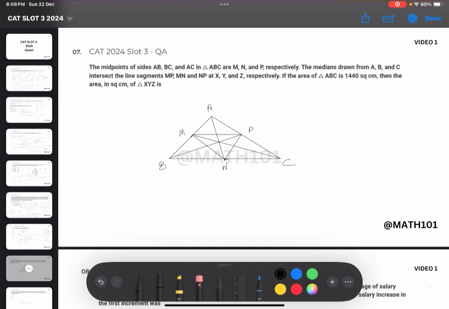The medians drawn from A intersect the line segment MP at X, MN at Y, and NP at Z. Then the area of triangle XYZ is?